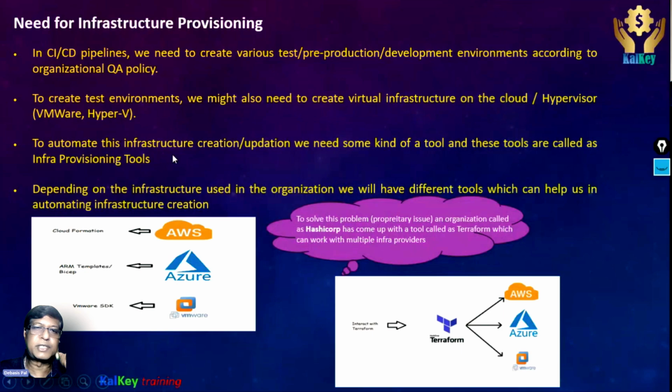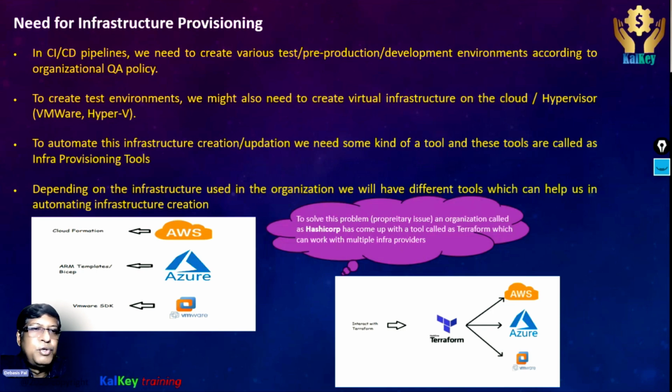To automate this infrastructure creation and updation, we need some kind of tool, and these tools are called infra provisioning tools. You know the cloud service models. One of the cloud service models is what? IaaS. What is IaaS? If somebody has done the AWS session with us. Infrastructure as a service. So that is a service provided by AWS. There are lots of infrastructure as a service offerings.